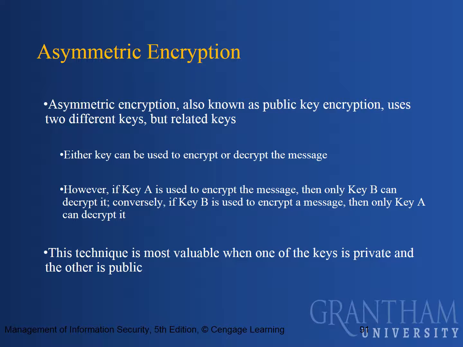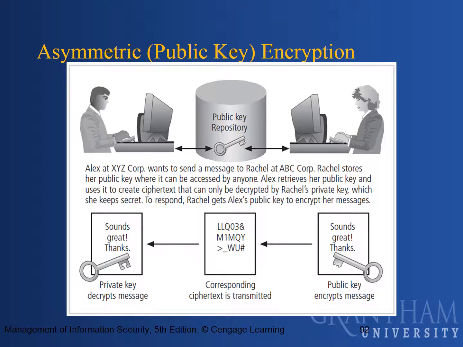The problem with asymmetric encryption is that it requires a total of 4 keys to hold a single conversation between two parties, and that number of keys grows geometrically as parties are added to the conversation. Here's a visual of an asymmetric public key encryption between two people.